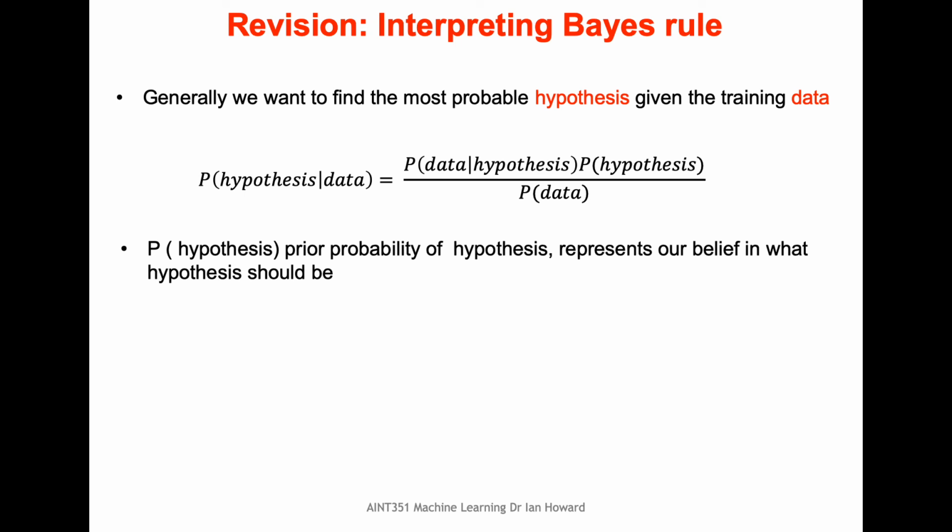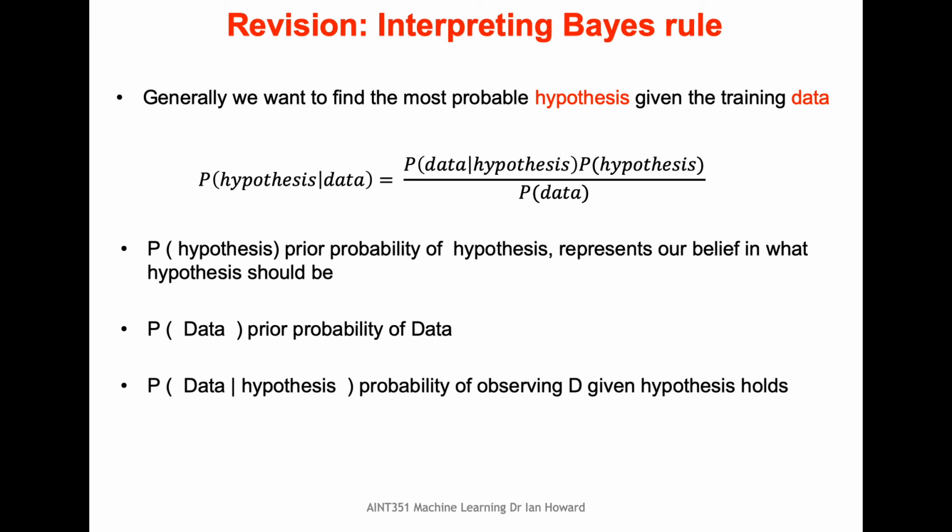Or if you throw a dice, your hypothesis that a six is going to show up would be 1 over 6, right? Because it's got 6 faces. Or the probability of it showing a 1 would also be 1 over 6, if it's a fair dice, and that would be the default value. So, probability of the hypothesis is just your prior belief.